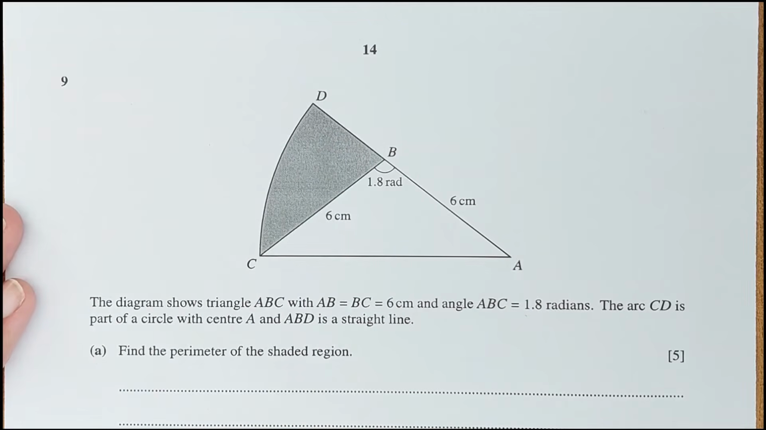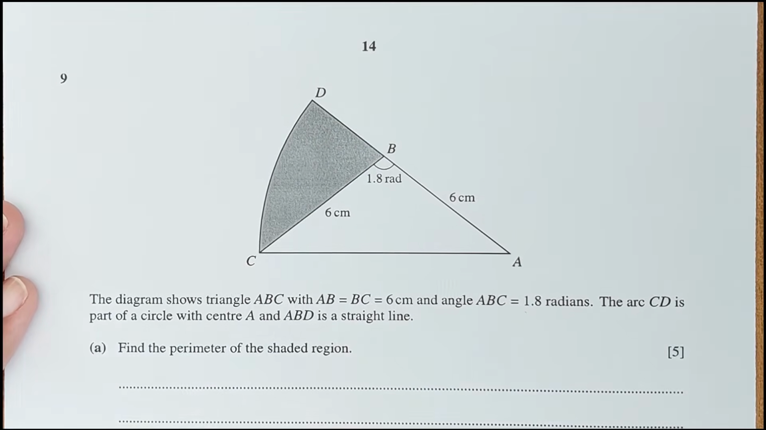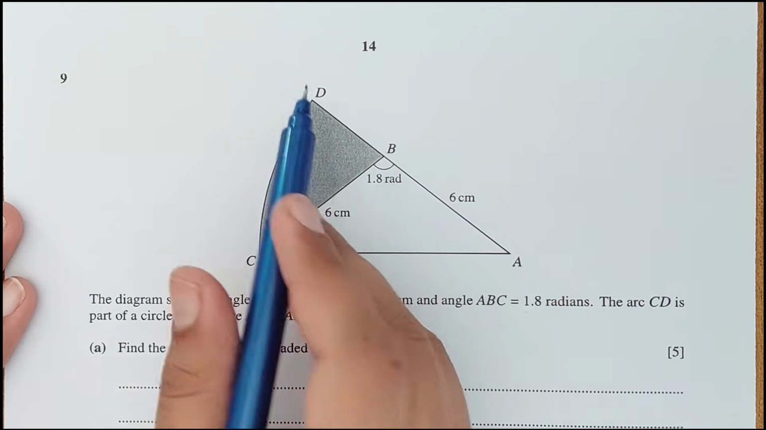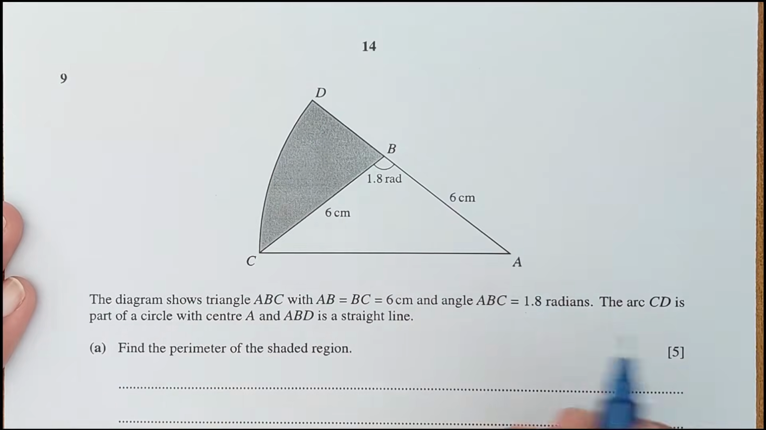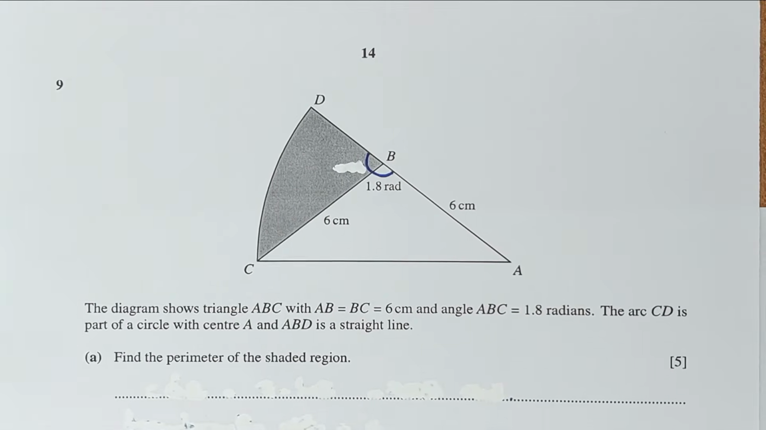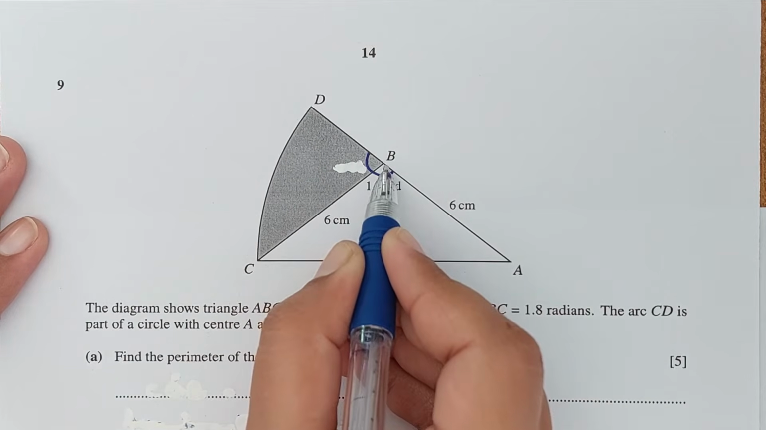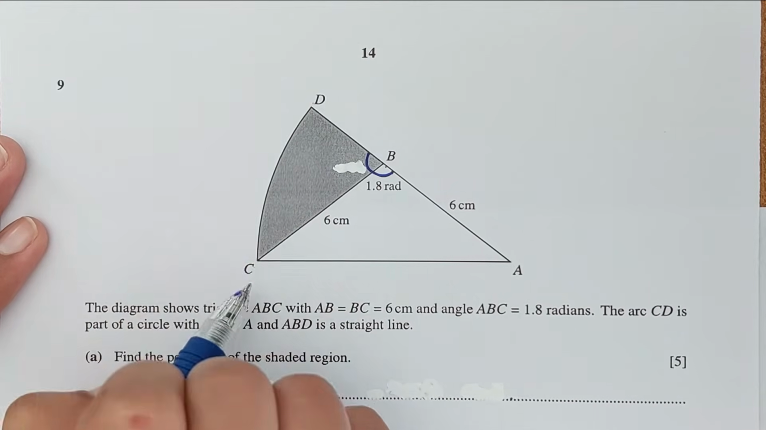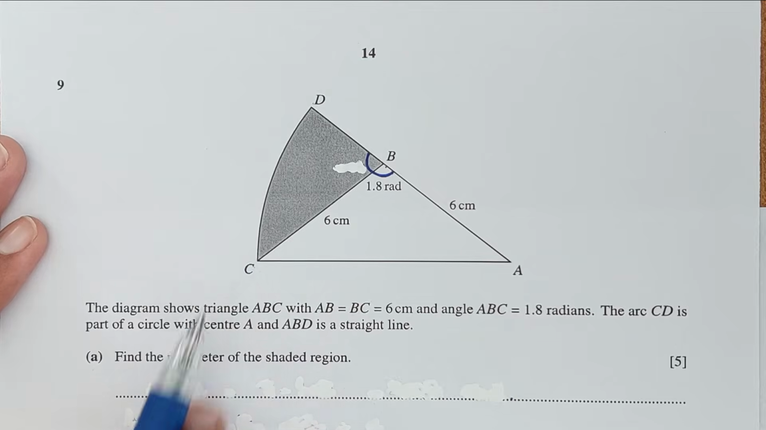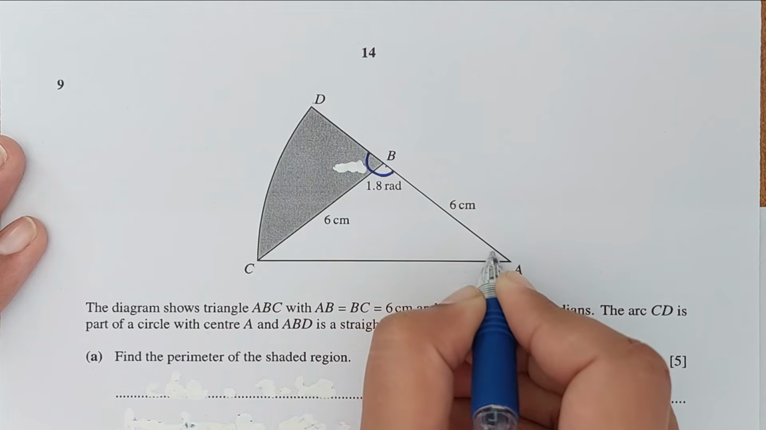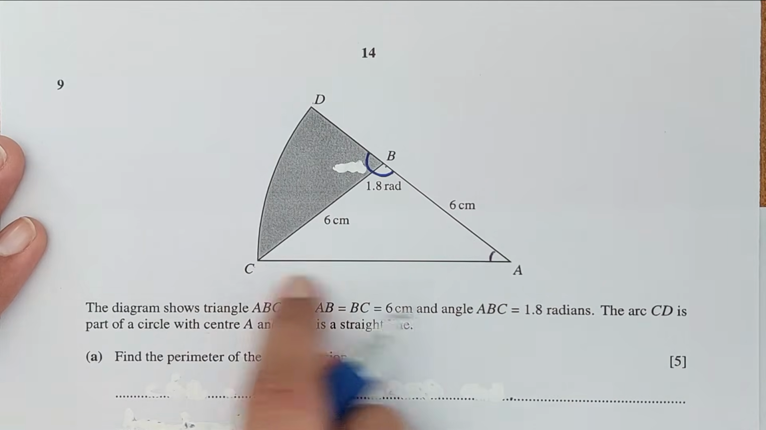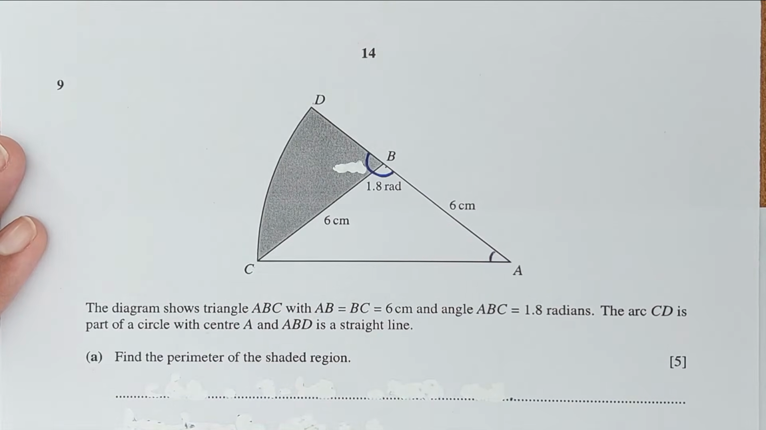Now for part A, find the perimeter of the shaded region. So the shaded region perimeter includes B to C, which is 6 centimeters. We have to find BD and CD. To find the perimeter of the shaded region, we have to find the sum of BC, which is 6 centimeters, BD and CD. CD is the arc of a circle with center A. So we have to find theta, and then radius times theta, and we have to find the radius AC and AD.